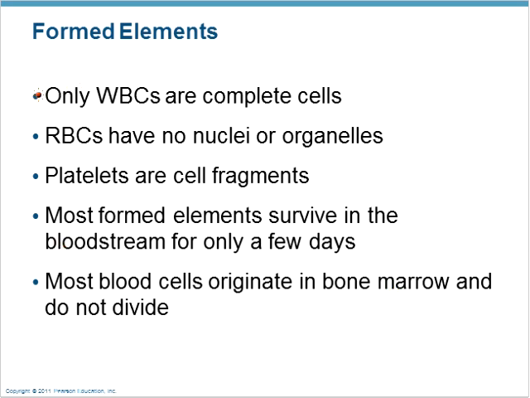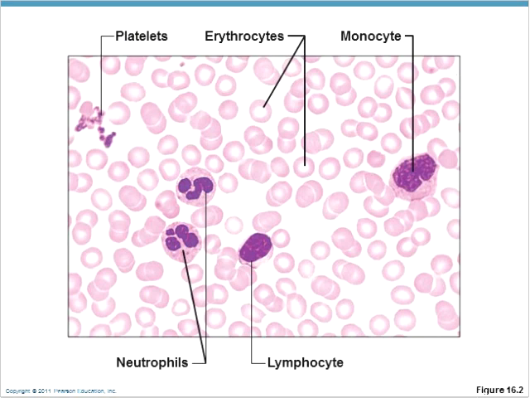So what do you want to take away? Only white blood cells are complete cells. Red blood cells have no nuclei or organelles in the circulating system. Platelets are really not whole cells, they're fragments of cells. Most of the formed elements only last a few days, and it's a little different for each one. And blood cells originate in the bone marrow, and they don't divide as they go on. They don't go through mitosis or anything like that.